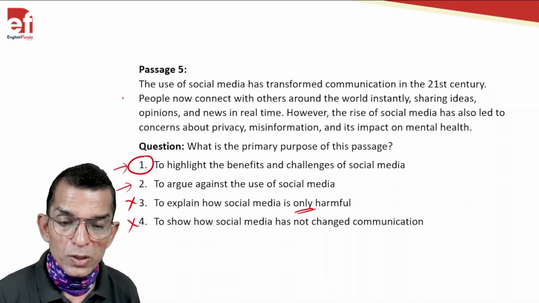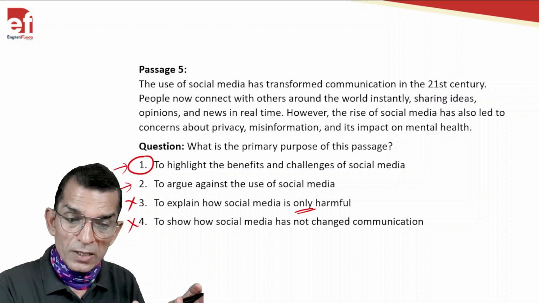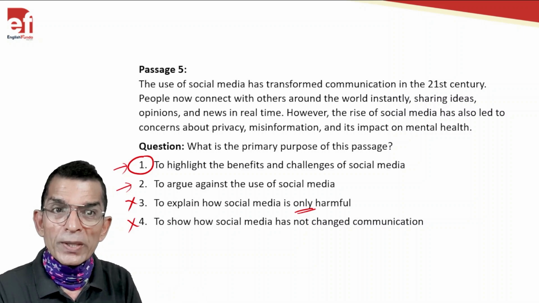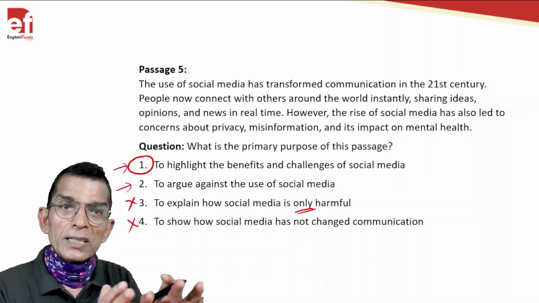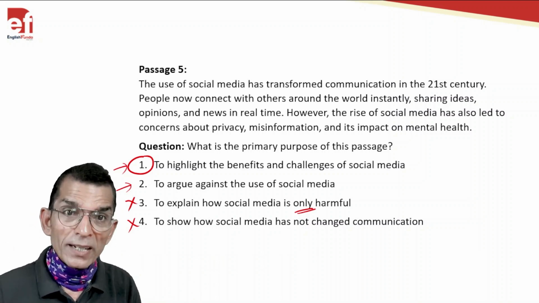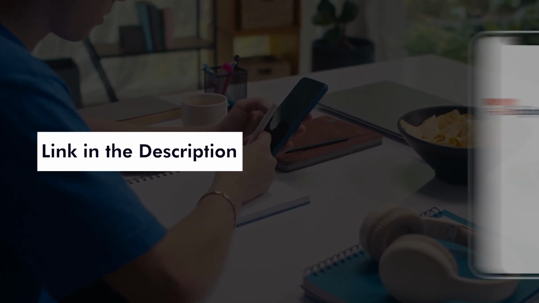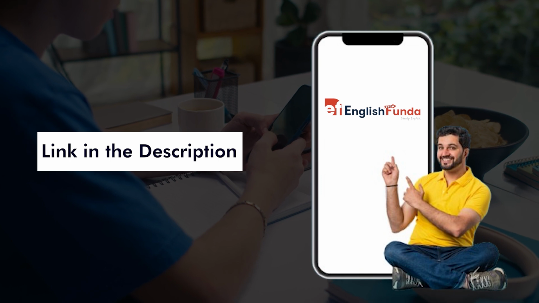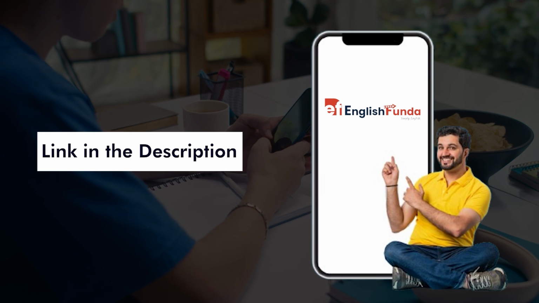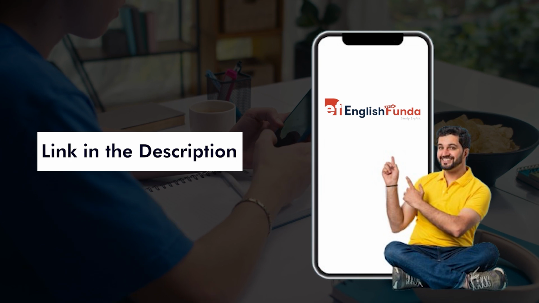The correct answer is the first, because the passage is talking about the benefits and the challenges of social media. It is not only talking about the ill effects of social media. Get my point? So the first one is the correct answer. As I told you, download the app, do all the questions. It's a mixture of easy, intermediate, and difficult level questions. Whatever doubts you have, you can ask in the chat box in the app itself, or here on YouTube.